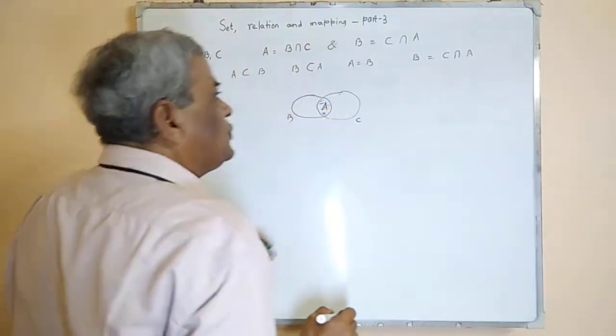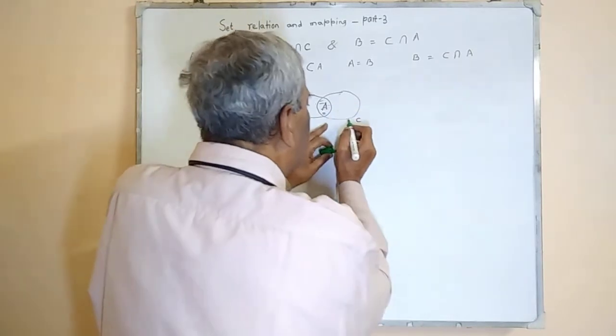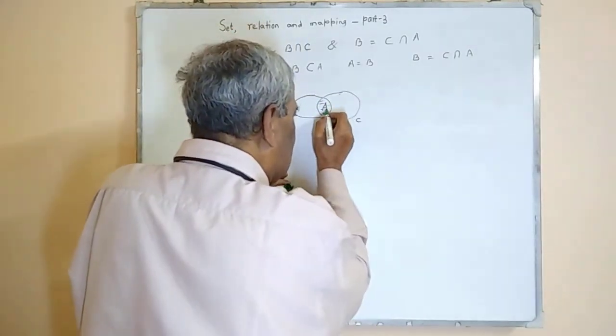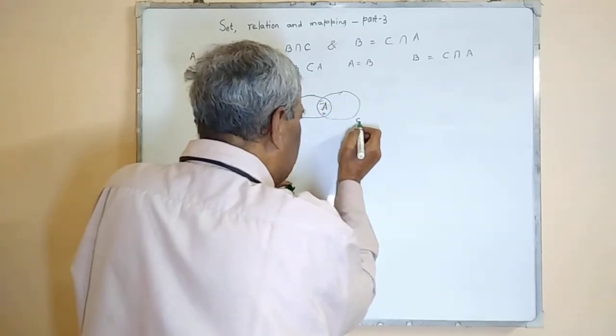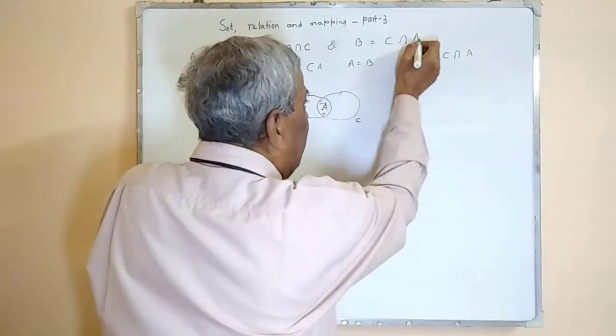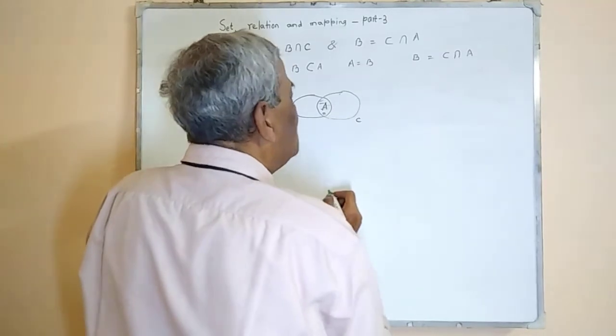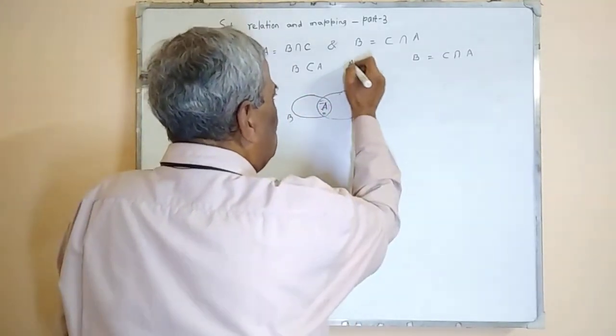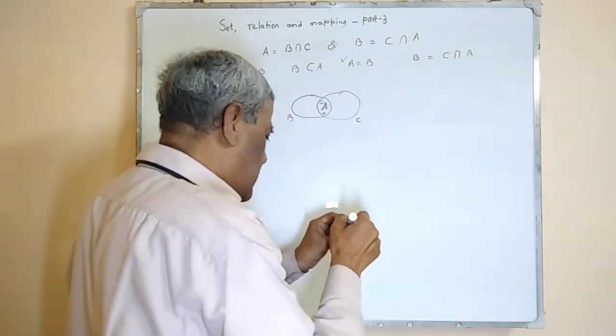And B is equal to C meet A. C and A, C is that thing, and A is only that part. C intersection A, it is B. So in fact, that whole B is A. So A is equal to B is the option.